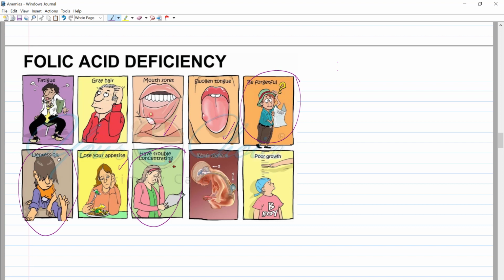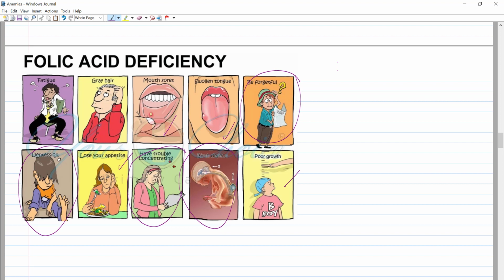They will lose their appetite, right? And if your patient is a pregnant woman, then there's a possibility of birth defects, poor growth, fatigue, and gray hair. These are just some of the clinical manifestations, and of course, you will see a lot of GI disturbances because we discussed why GI.